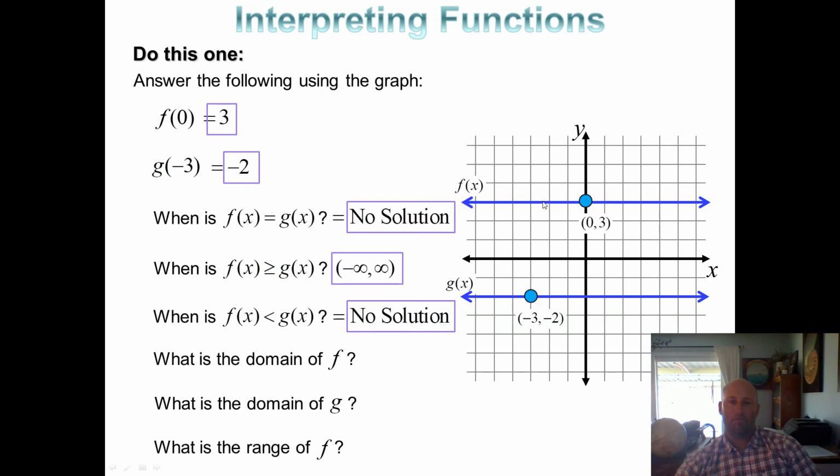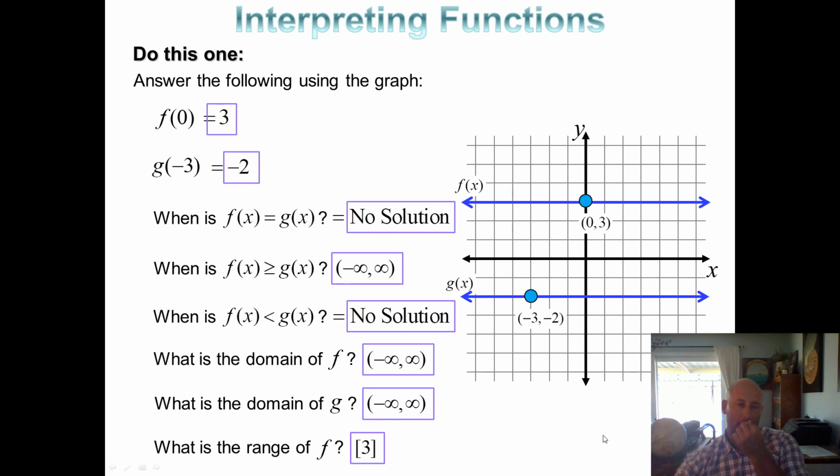What is the domain of f? Well, how wide will it go, right? That's the x values. What x values are you allowed to input in? Well, it's going left and right forever, so all real numbers. And then domain of g is the same thing. And here it says, what is the range of f? Well, how high and low will it go? Well, it's only going to stay right here at 3. It's not going to go above 3 or below 3. So it's just going to be 3 because it's a horizontal line.